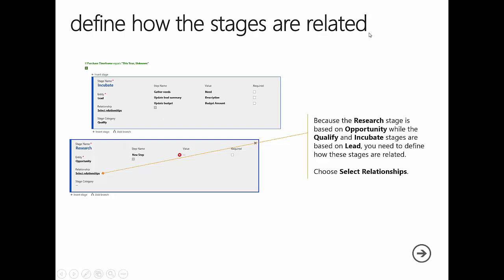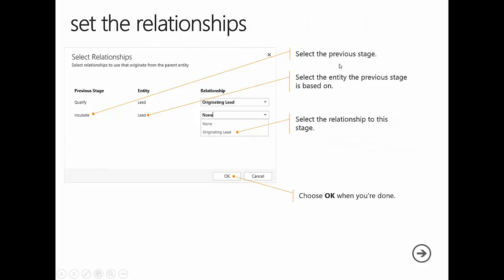Define how the stages are related. Because the Research stage is based on the opportunity while the Qualify and Incubate stages are based on lead, you need to define how these stages are related. To do this, you choose Select Relationships. Set the relationships. First, we want to go ahead and select the previous stage. We want to select the entity the previous stage is based on, and then we want to select the relationship to this stage. In this particular case, we're going to choose None. And finally, we click OK.